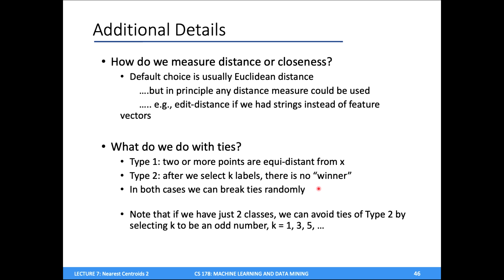In such a case, we can just break ties randomly. So we can flip a coin and decide which of these labels to predict. In the case that you have a binary classification problem with just 2 labels, you can always avoid ties of the second type by using odd number choices for your value of k. Anytime you have an odd number of neighbors, it's not possible to get a tie here.